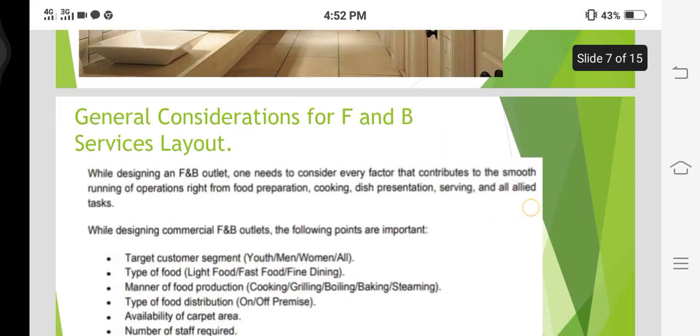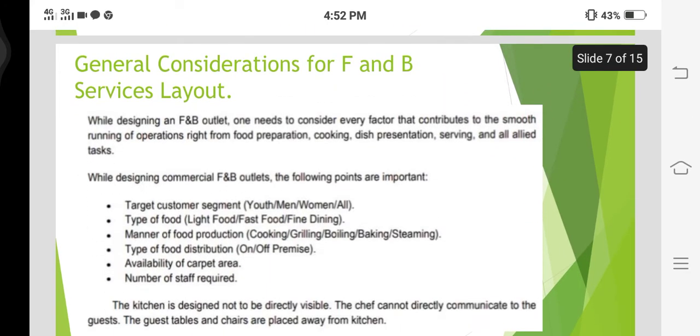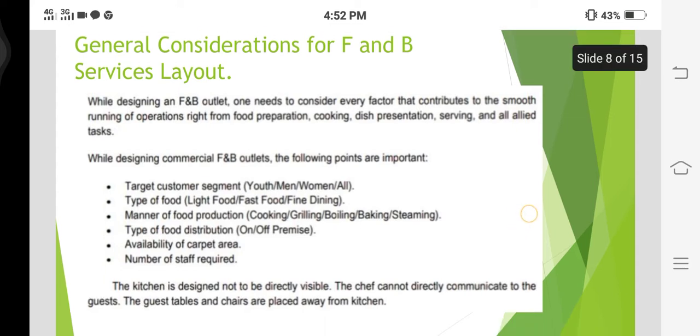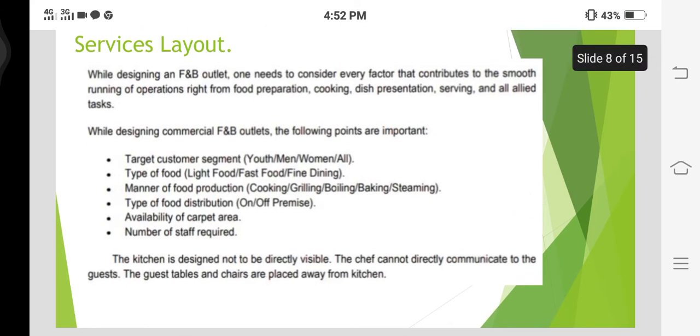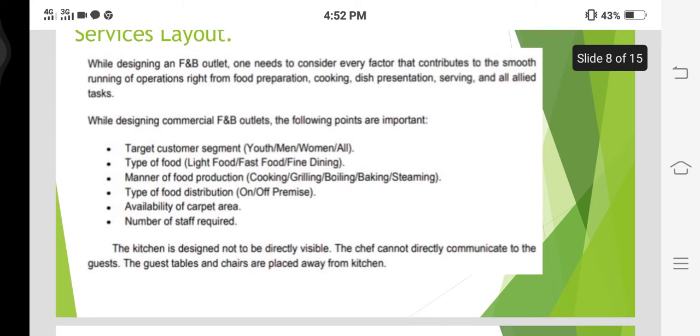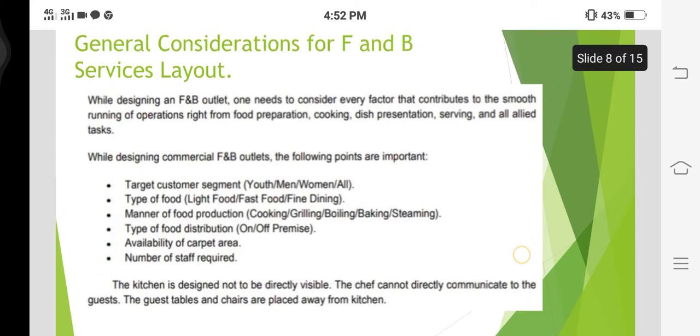Next is general considerations for F&B service layout. While designing an F&B outlet, one needs to consider every factor that contributes to the smooth running of operations, right from food preparation, cooking dish, presentation, serving, and all allied tasks. While designing commercial and F&B outlets, the following points are important.